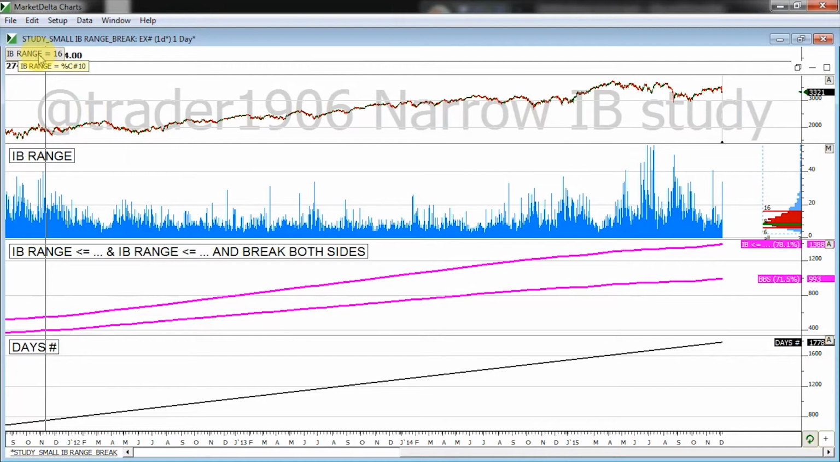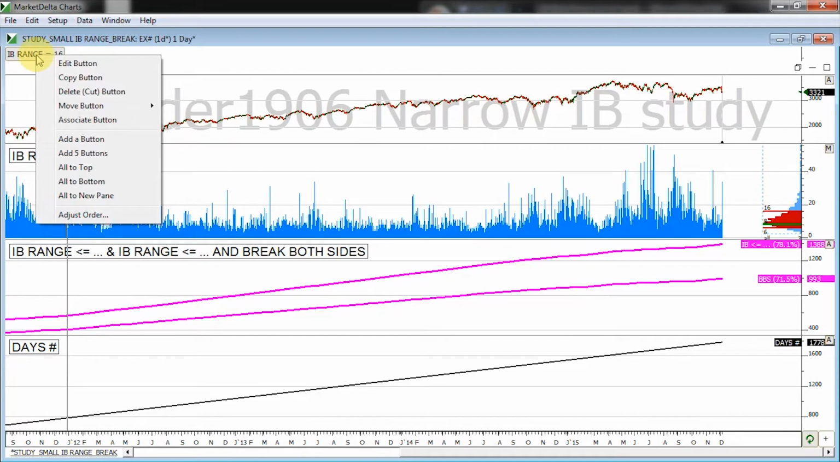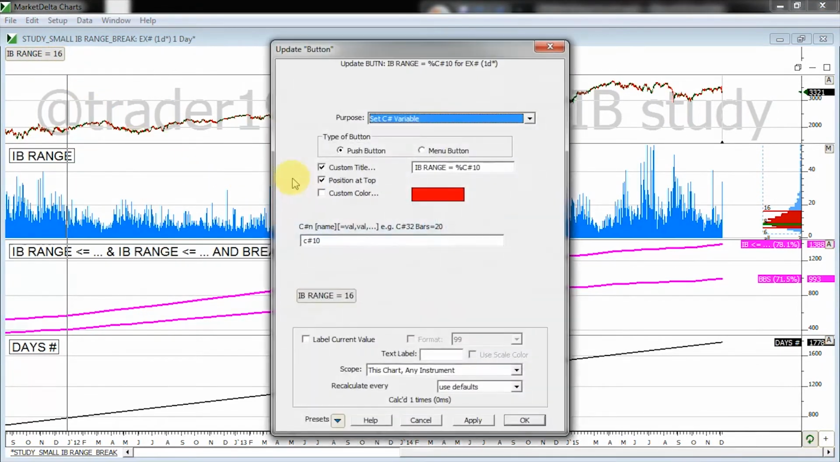So first off, you can add these buttons up here. I'll just show you. I've set this button to set the cPound variable, which is the chart set variable, and obviously when you click on it, it says what do you want that variable to be, and I've entered 16, and as you can see it says IB range equals percent cPound 10, and then the percent just shows you what cPound 10 is, and then I highlighted cPound 10 here.